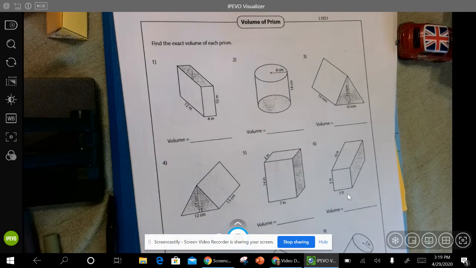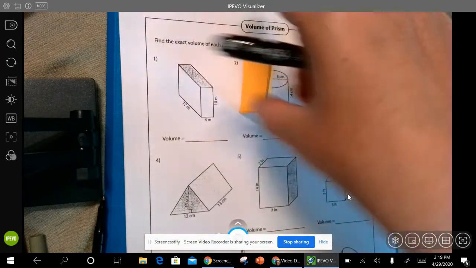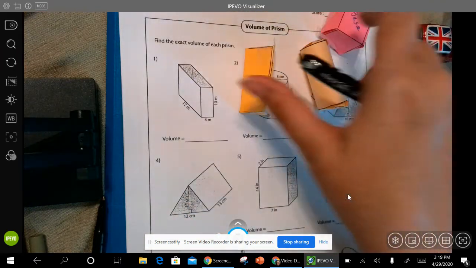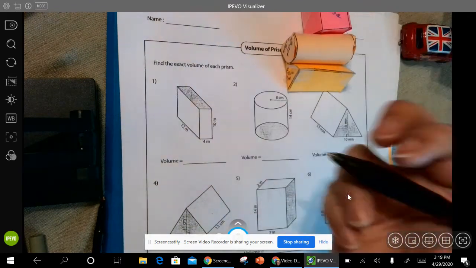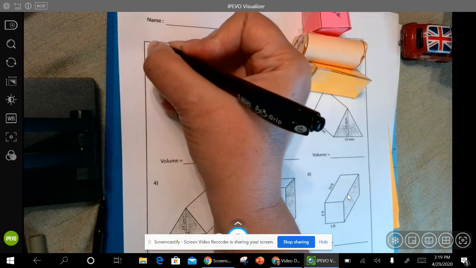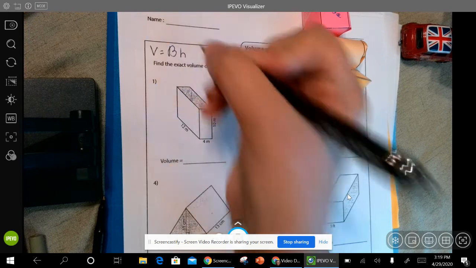So we're going to go over the volume of prisms and cylinders. So we have cylinders, we have our prisms. Okay, so we're going to work on those, everybody. So volume of prisms. So for volume, everybody, it's always equal to the area of the base times the height.